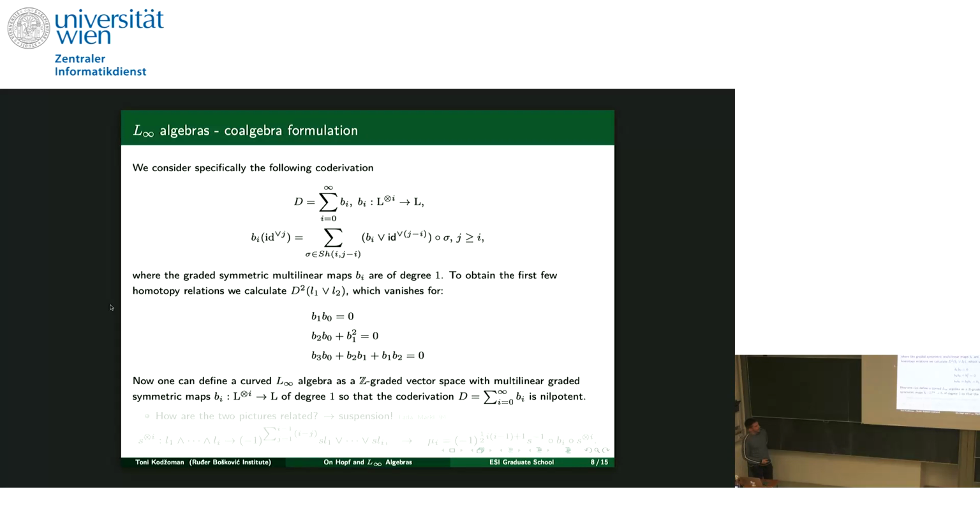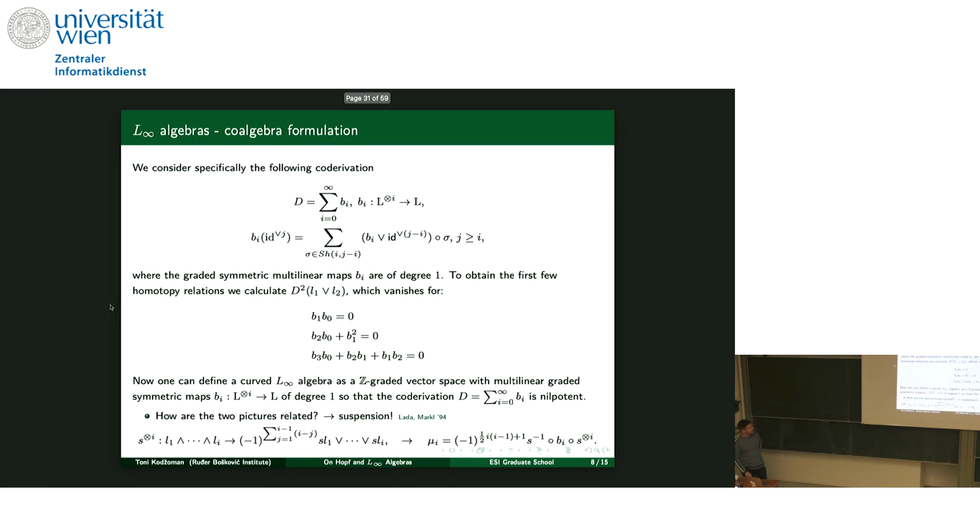as follows. A Z-graded vector space with multilinear graded symmetric maps B_i, so these from up there, of degree 1, such that the co-derivation D is nilpotent. Now, you may be wondering how these two are correlated. How do we go from the algebra to the co-algebra formulation, or vice versa?